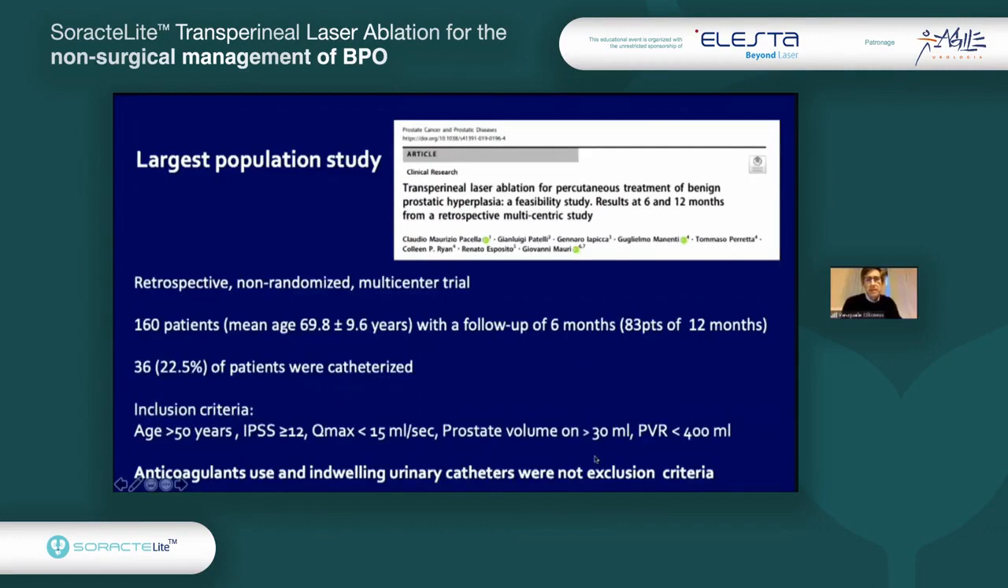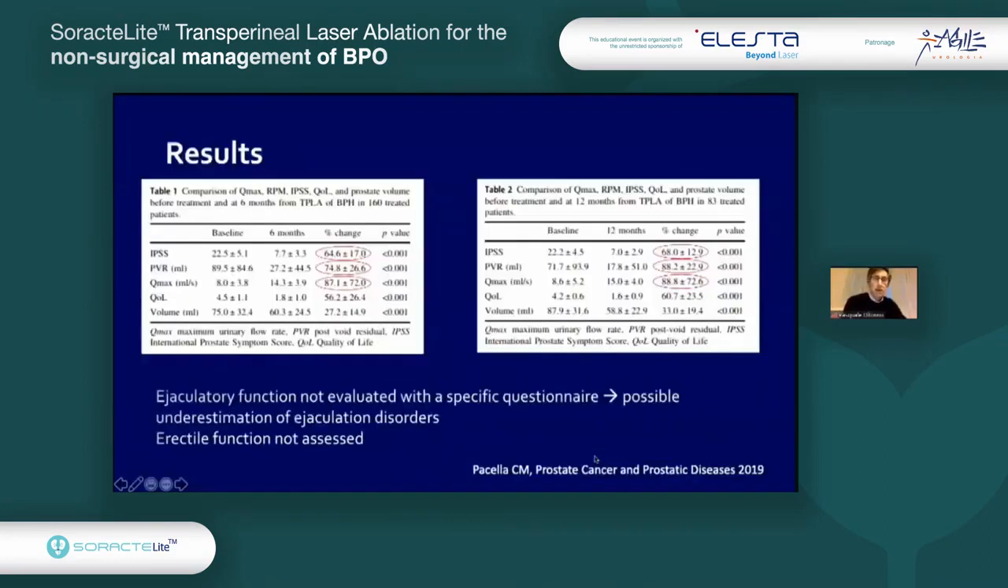Inclusion criteria were similar to the previous one, but interestingly, anticoagulant use and indwelling urinary catheters were not excluded from the study. The results are really impressive. In table 1, you have results after 6 months of follow-up, and on the right, after 1 year of follow-up. And basically, the results are pretty similar.